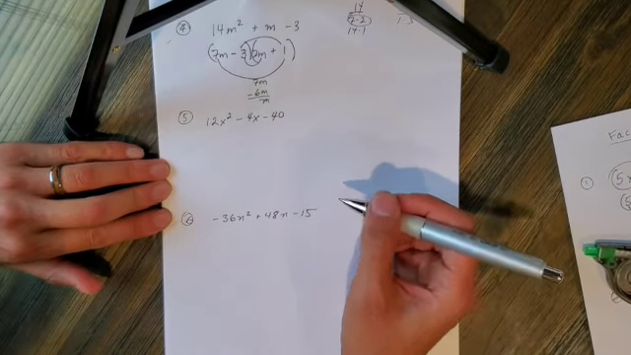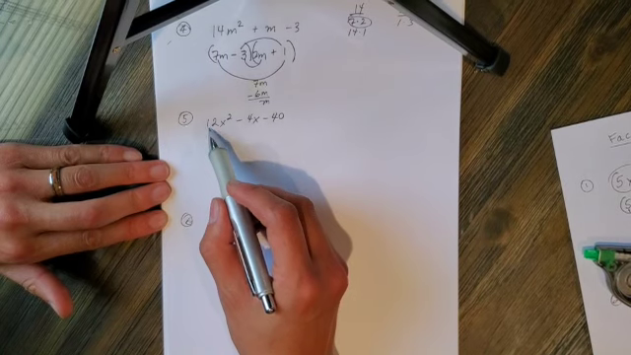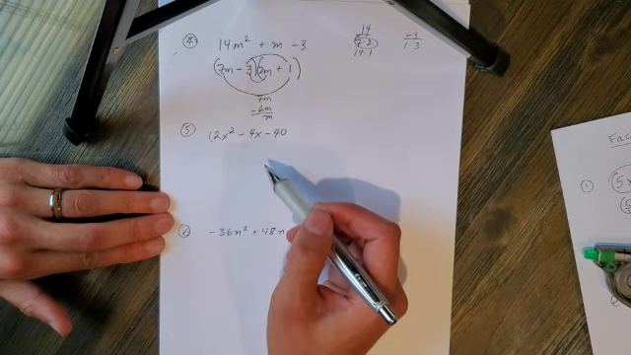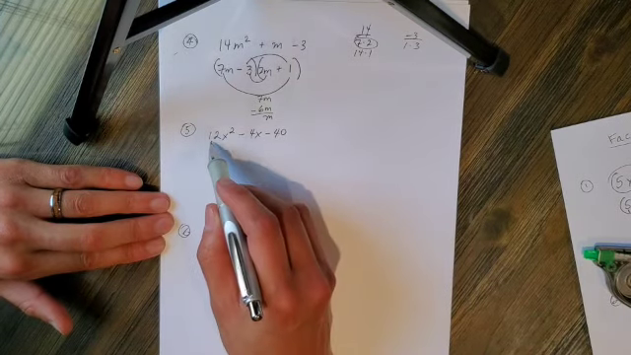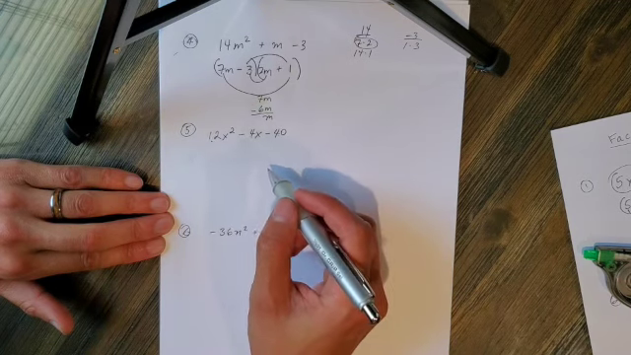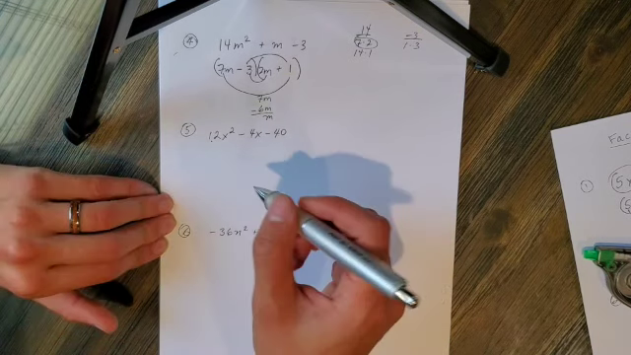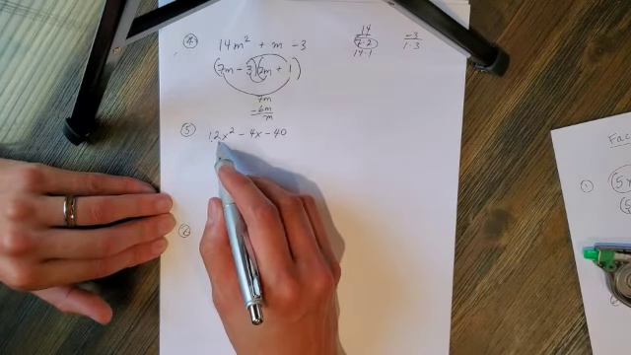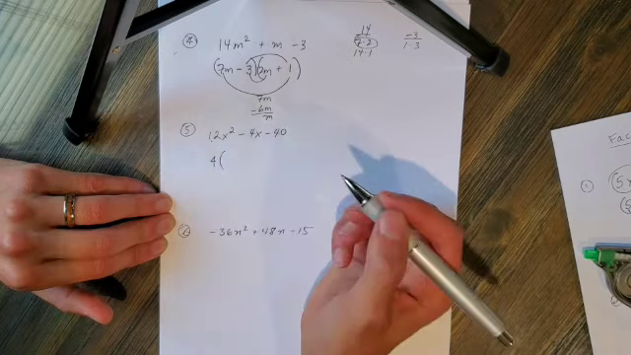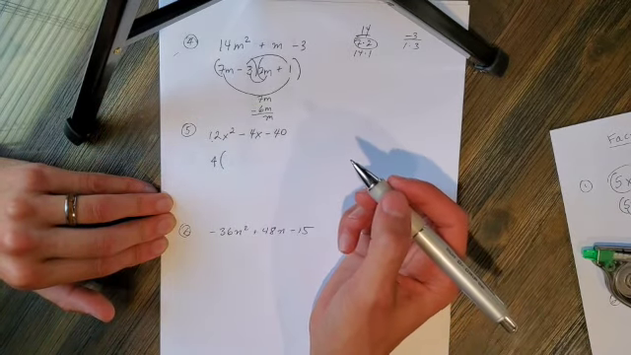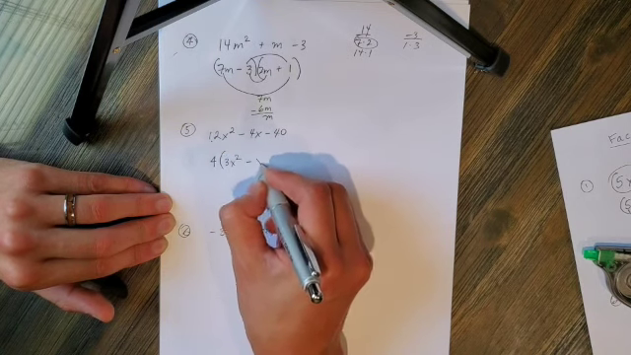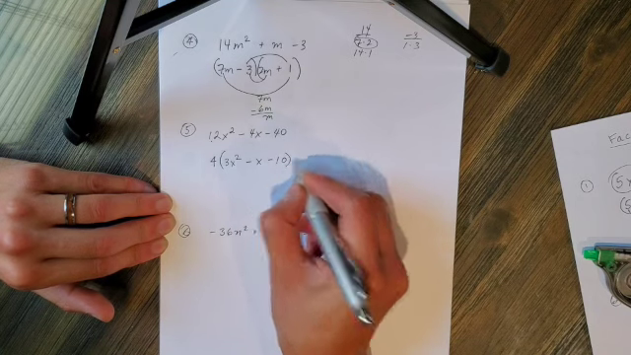Next one. This one's a special case. Just from looking at this, I see that they're all even numbers. Whenever they can all be factored out by a common number, then we got to do that first. So in this case, 12, 4, and 40 are all divisible by 4. Yes, it's divisible by 2, but it's also divisible by 4. So we always want to divide by the largest number possible. So what I'm going to do here is I'm going to factor out a 4. Remember, factoring means undistributing. So that's going to leave me with 3x squared minus 1x minus 10.